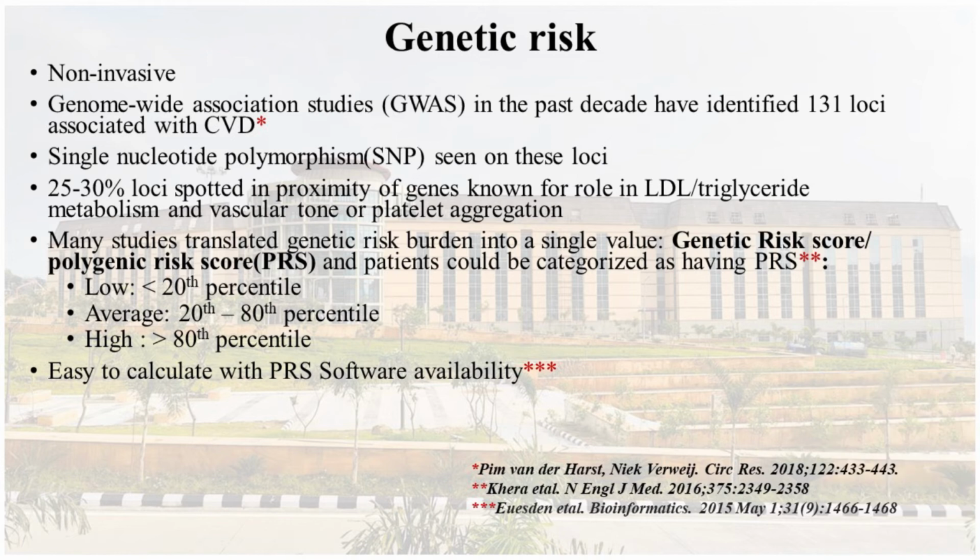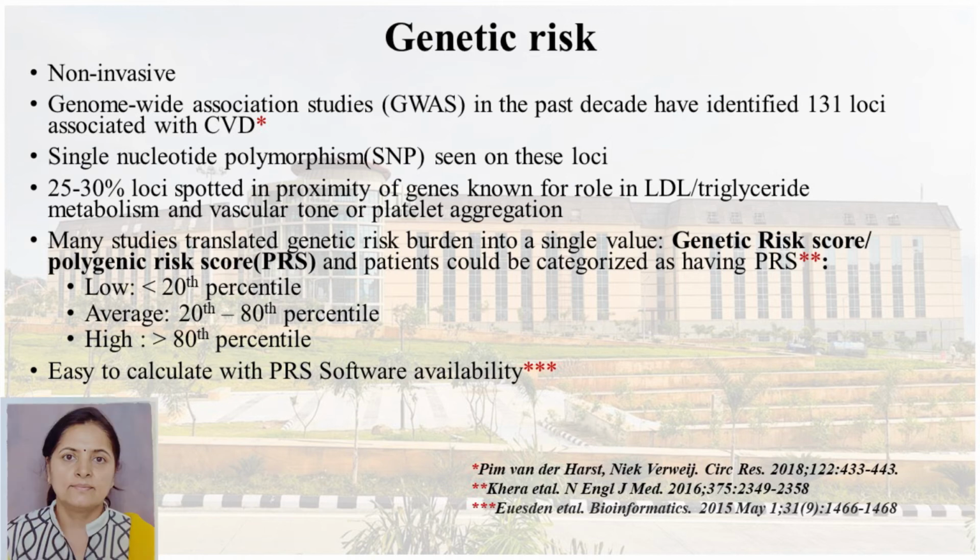Another non-invasive method to evaluate risk of cardiovascular disease is the genetic markers. These markers have gained importance in the last one decade. Genome-wide association studies have been conducted worldwide to identify various loci which are associated with the various cardiovascular diseases, and these loci are grouped as single nucleotide polymorphisms. It was surprising that only 25 to 30% of loci were spotted in the proximity of genes which have some role in LDL or triglyceride metabolism and vascular tone or platelet aggregation. That means the rest, about 70 to 75% of the loci, were unrelated to the known risk of cardiovascular diseases.